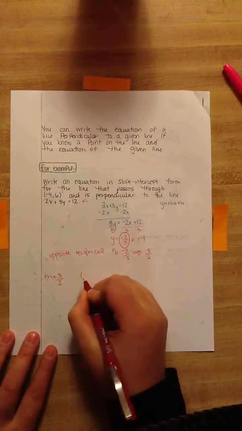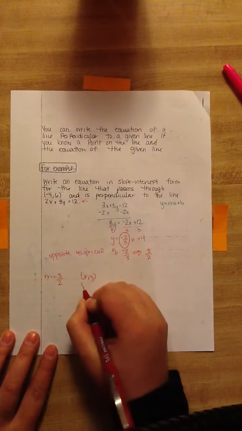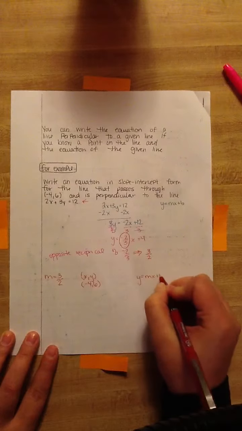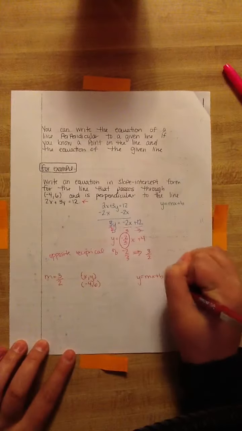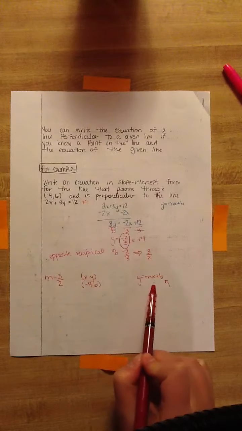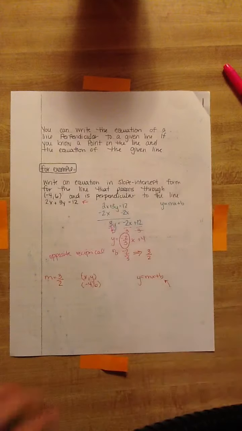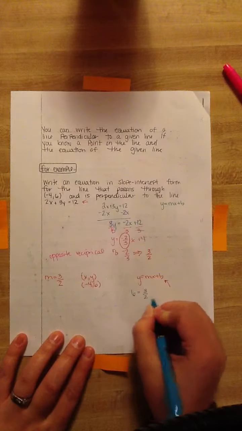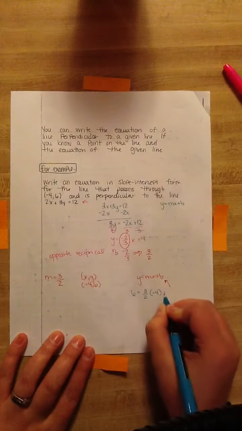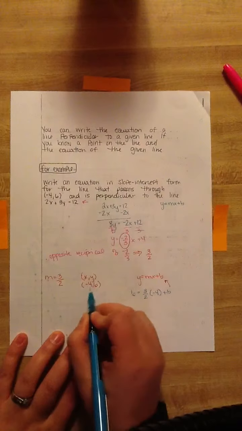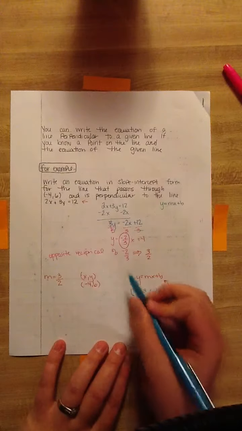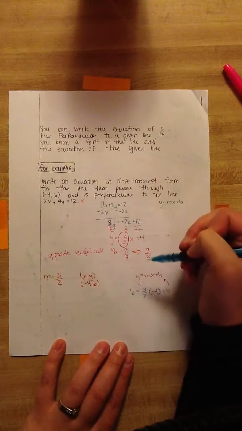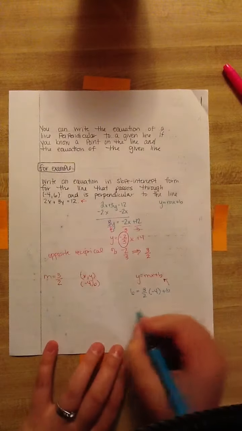I have an x and a y, and I know it needs to be in slope-intercept form. The only thing I'm missing is b. So I'm going to plug in those x and y values and my slope and solve for b. So I have 6 equals 3 halves times negative 4 plus b. Negative 4 and 6 are my x and y values. This is my slope that I found by finding the opposite reciprocal of the line perpendicular to the equation I'm trying to find. So start by multiplying.